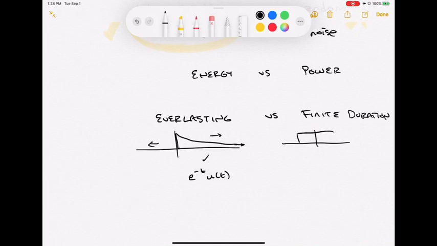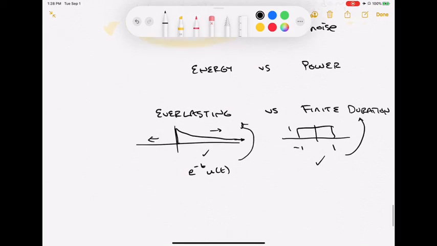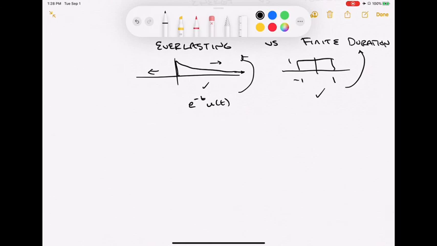I might have something like that signal we had looked at before that was a unit amplitude 2 duration pulse, so -1 to 1 with height 1. This guy would be a finite duration signal. This one here was an everlasting signal, something along those lines. So, other ways of classifying signals.